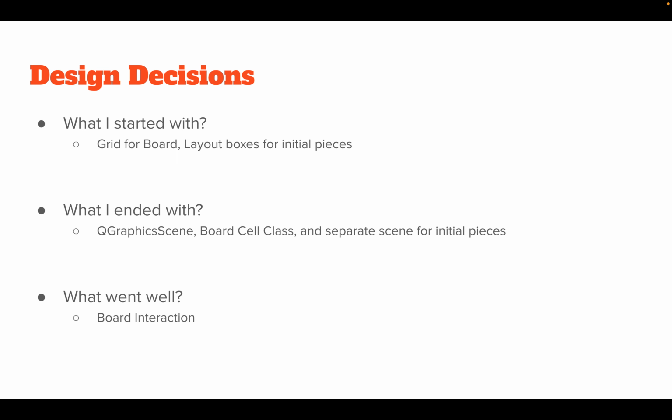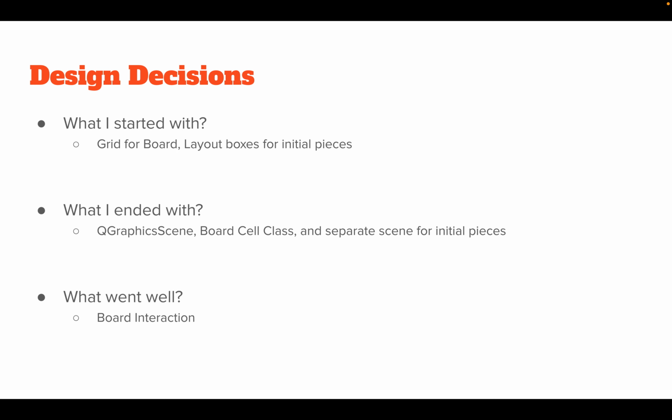I forgot to include this at the end of my demo video about my design decisions, so I want to talk about it right now. What I started with, my initial idea, was a grid for the board and layout boxes for the initial pieces. In my homework 4, I used a lot of grids and a lot of layout objects to set up the whole board, and that was the way that I knew how to do it. So that was my first thought.